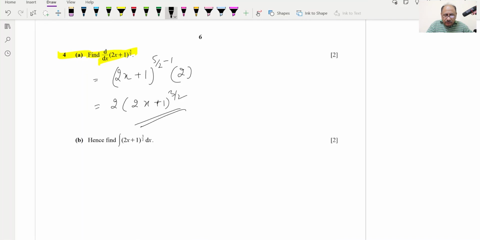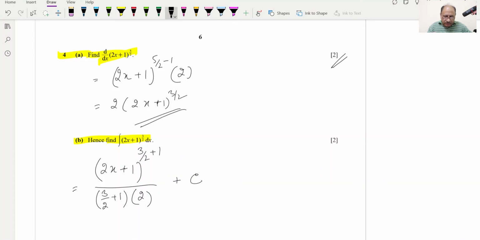So our answer will be this one for 2 marks. Hence, find the integral of this. So now we will be finding the integral, and the integral will be what? 2x plus 1, and we are adding 1 to the power in case of integral, so the power is increased by 1, and now it will be divided by the same 3 by 2 plus 1, and plus we can write the derivative of the inside over here, and plus integral constant c.